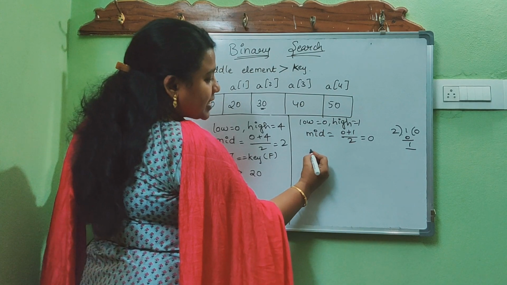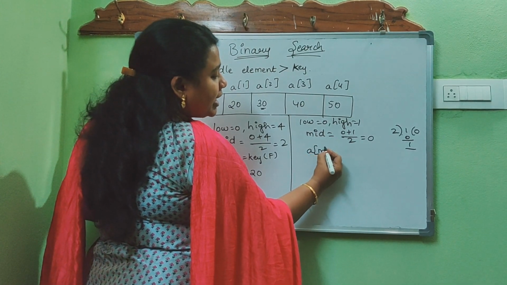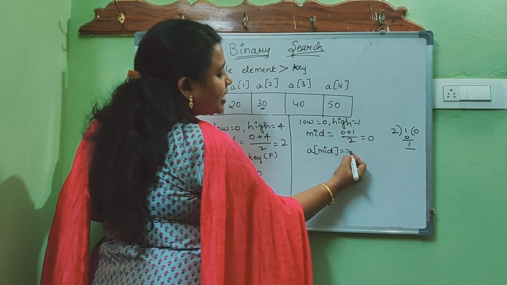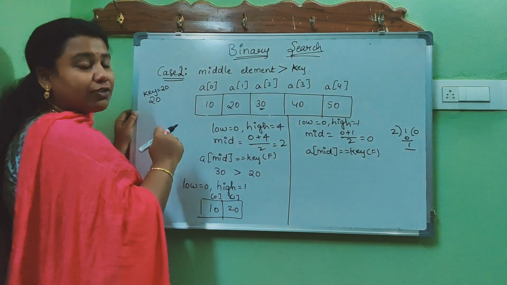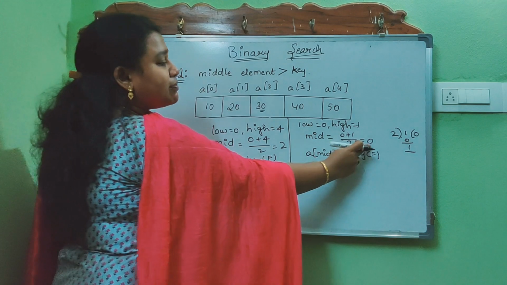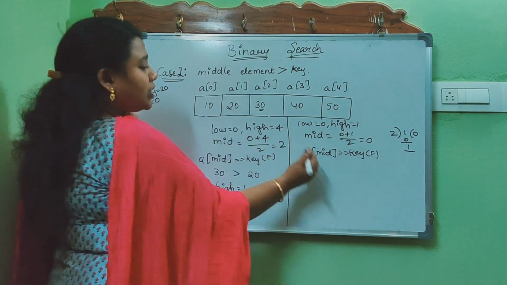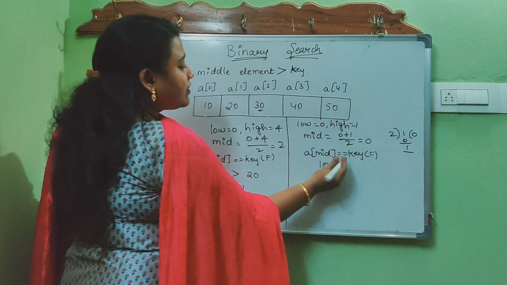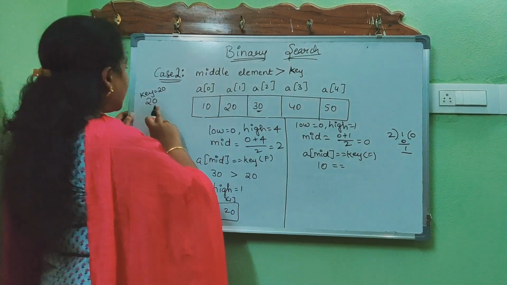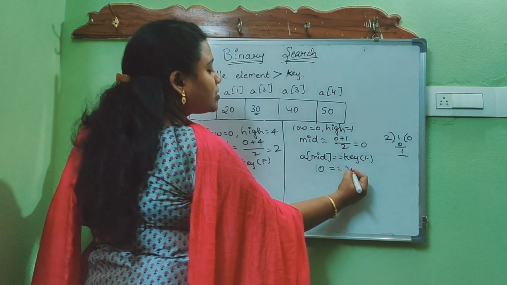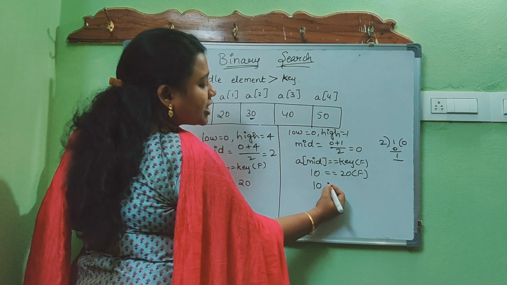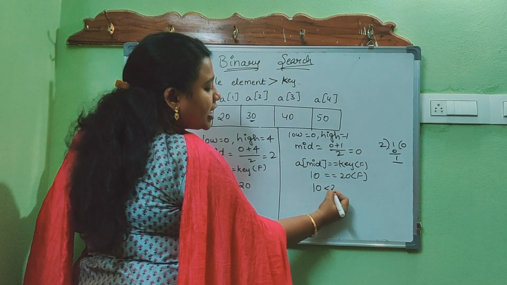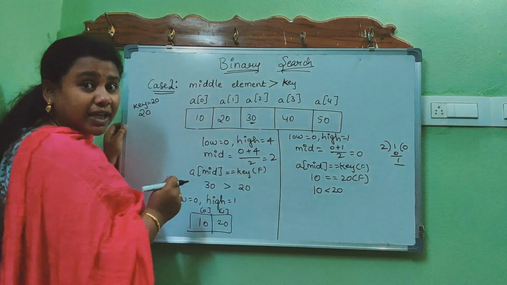Now check again the middle element with the key element, whether it is equal to key or not. No, still it is not. It is false. Why? Because A of mid means mid value is 0. What is A of 0? 10. And check with the key value. What is the key value we have to find out? 20. So this is false. What is the relation that can be established here? 10 less than 20.